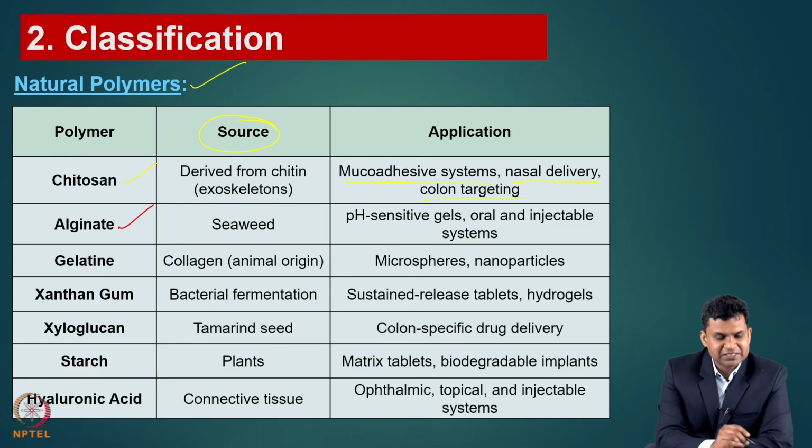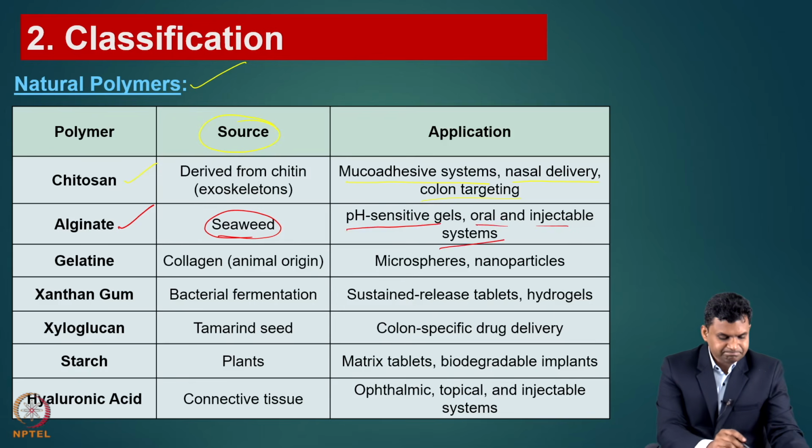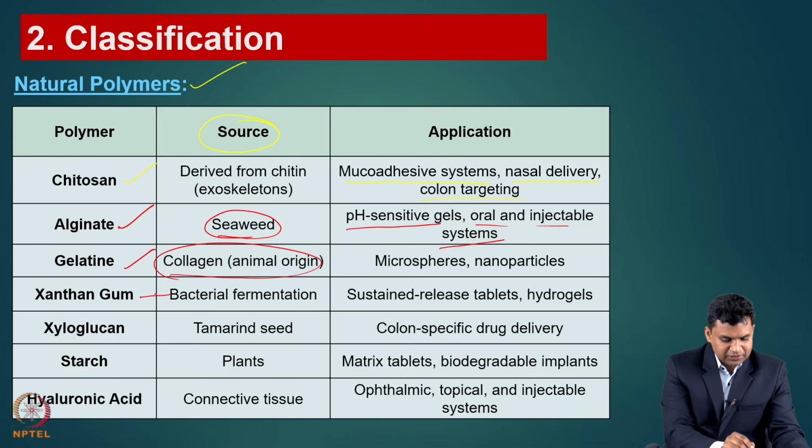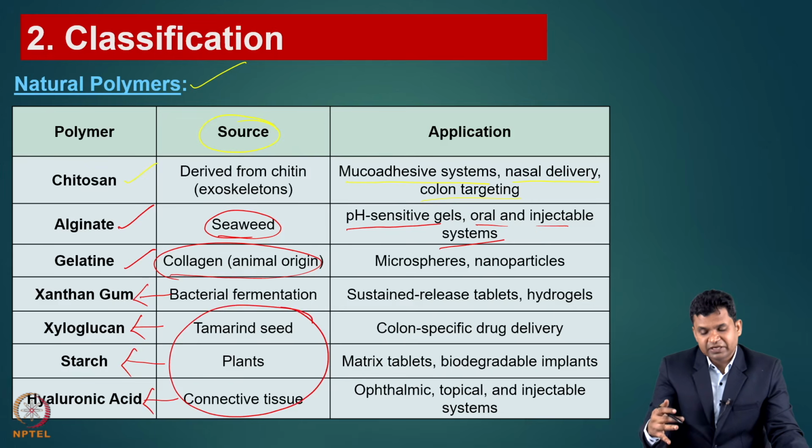Alginate, sodium alginate, comes from seaweed and can be used as a pH sensitive gel, in oral and injectable forms, and also in nano carrier systems. Gelatin comes from collagen, and xanthan comes from a bacterial source, and then xyloglucan, starch and hyaluronic acid. So, these are also natural sources which can be used in various platforms.